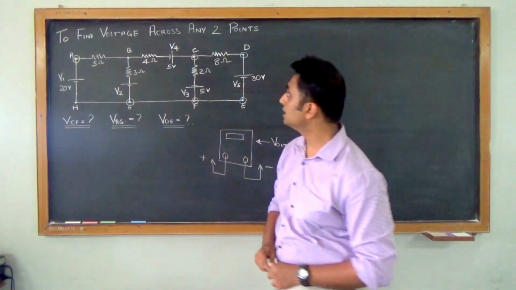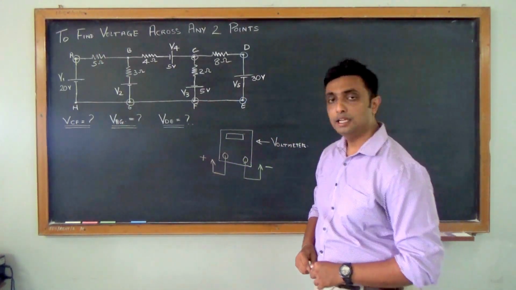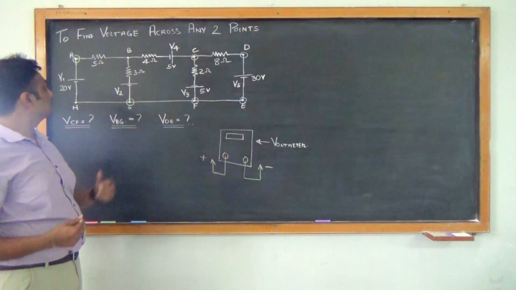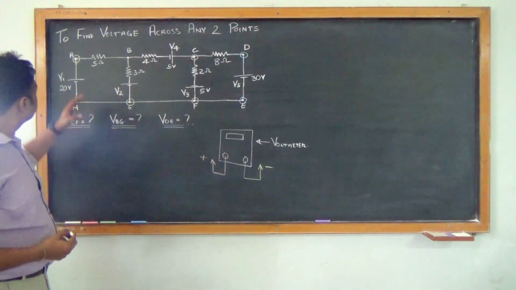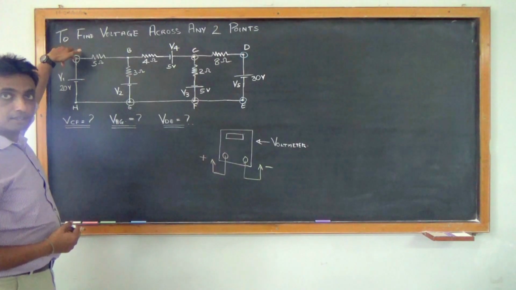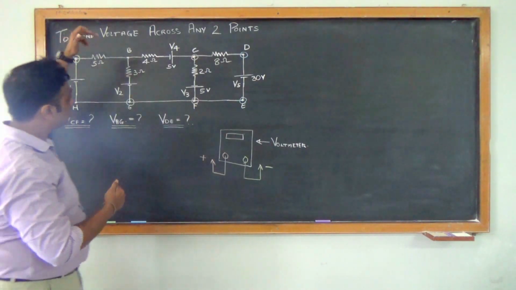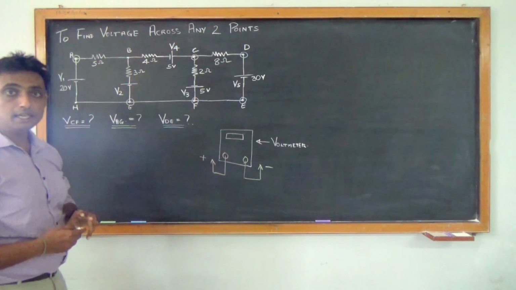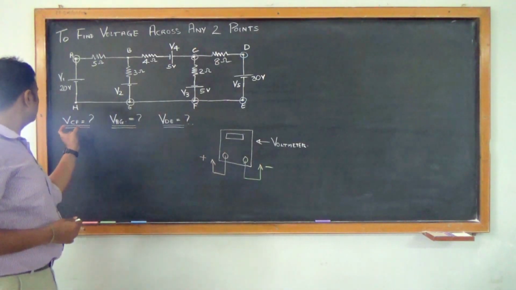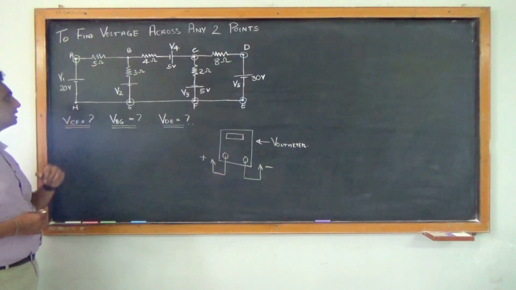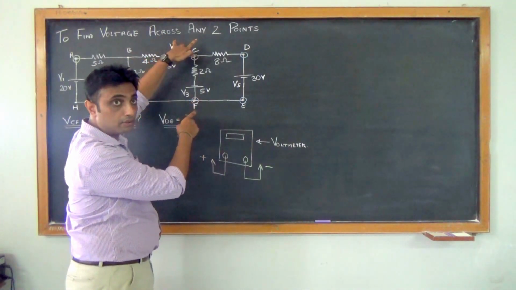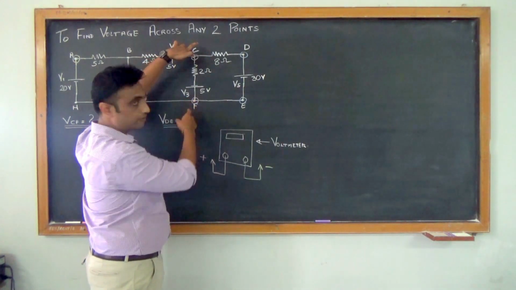Today we are going to learn how to find voltage across any 2 points in a given circuit. Finding the voltage across any 2 points basically means taking one point and finding the voltage with respect to the other point. For example, say voltage across C and F. I want to find out the voltage across these 2 points, C and F.